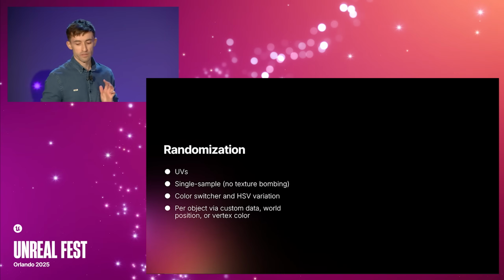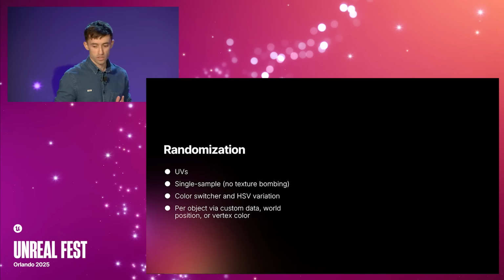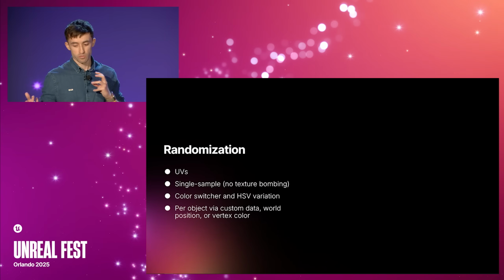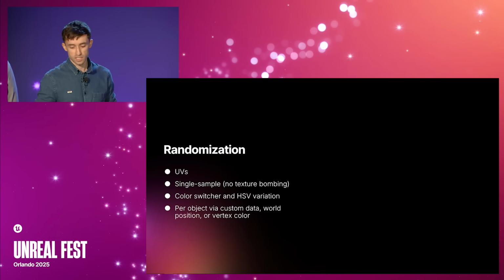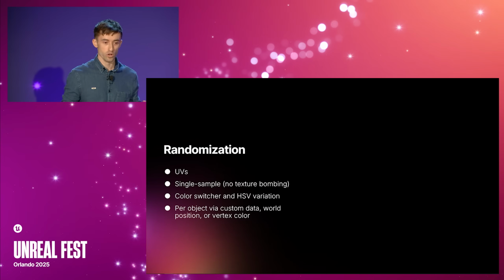Okay, randomization. So we do a lot of UV randomization. Everything has to be single sample, so we don't do any type of texture bombing at all. And we have various ways of doing color switching and HSV variation. Everything is also per object, so either based on that custom mesh ID from the Datasmith file, but if we don't have something from Datasmith, or for whatever reason it does not have its own unique ID, we can also do it by world position as long as the object does not move, or we can bake in multiple objects in one mesh by using vertex color to drive the randomization.